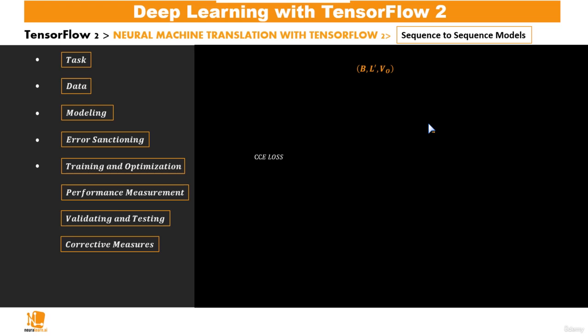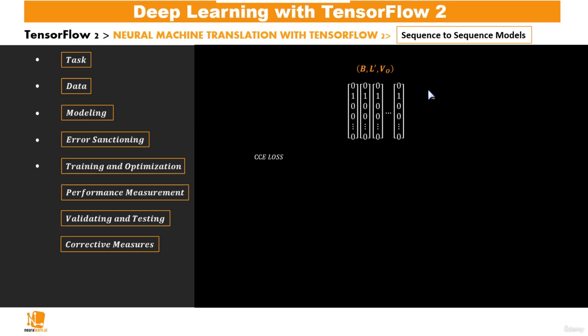Welcome to this subsection on error sanctioning and training and optimization. Considering our output, which is a three-dimensional tensor of dimension batch size, sequence length, and vocabulary size, we would have something like this for each batch, where each batch has a dimension L prime by V0. So this is L prime and then V0.